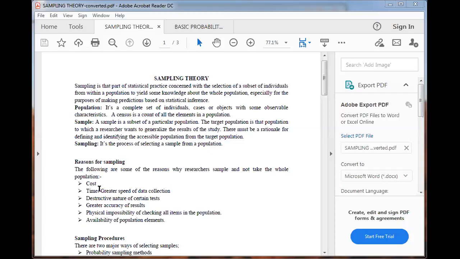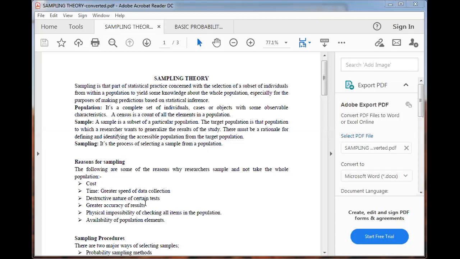Then we also have the time aspect, whereby the time that you are going to take to do a census, whereby you are investigating each and every item, is going to be more as opposed to the time that you are going to take in doing the sampling. Then we have another reason, which is the destructive nature of certain tests.